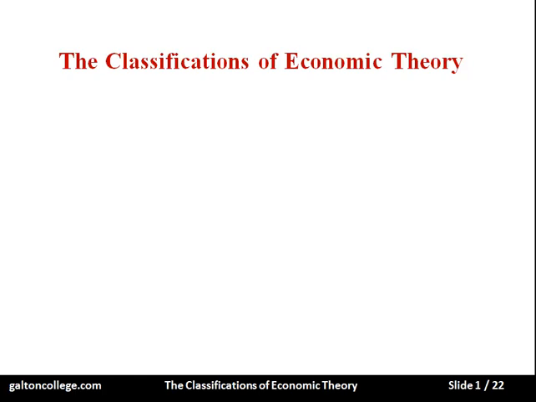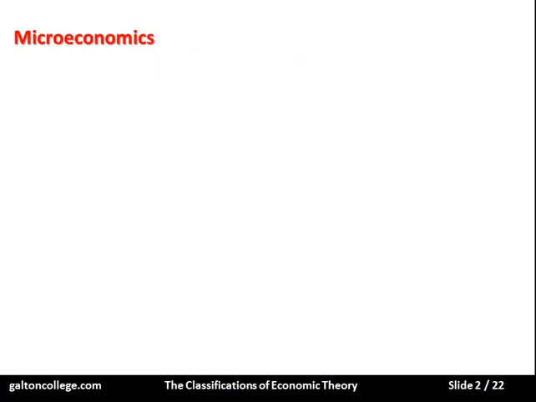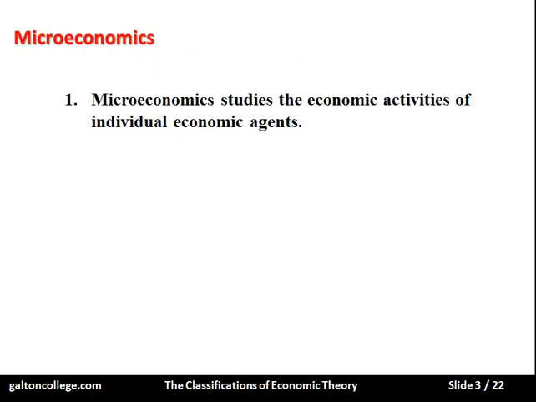In this video we want to talk about the classifications of economic theory. Well, economics is divided essentially into two parts. Into microeconomics, this studies economic activities of individual economic agents. So microeconomics is concerned with the consumer, individual markets or individual firms. So it's individuals that are important in microeconomics.